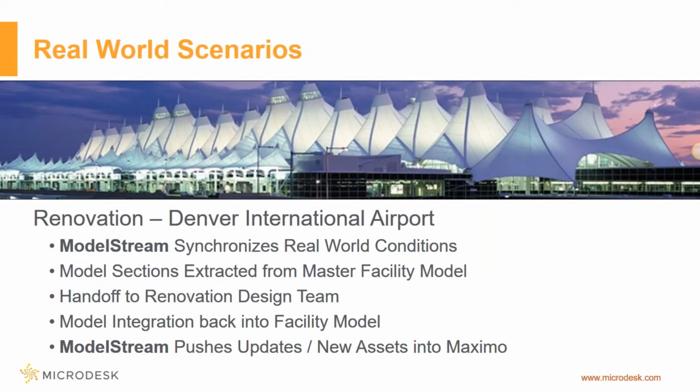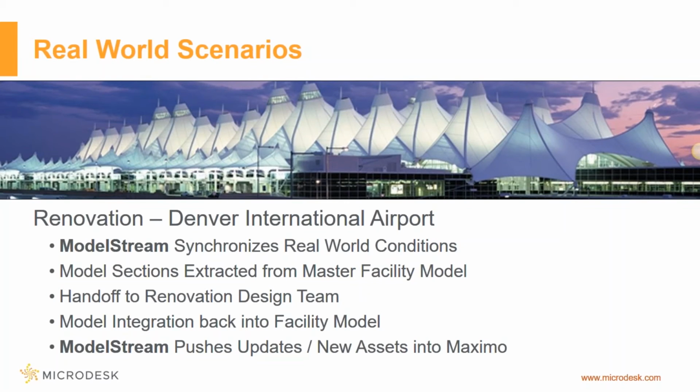Denver International Airport, in terms of when renovation work is being done, Model Stream is being used by them to synchronize their real-world conditions. What they're able to do is extract a section from a master facility model, hand that off to a renovation design team, do the renovation work itself, and then incorporate that new section of the facility model back into their master facility model, and then migrate the new data back into their Maximo system.